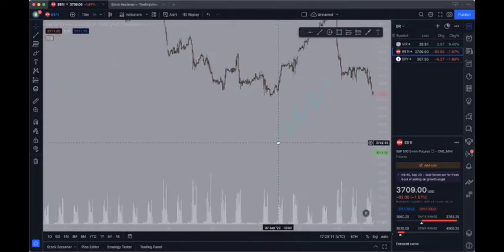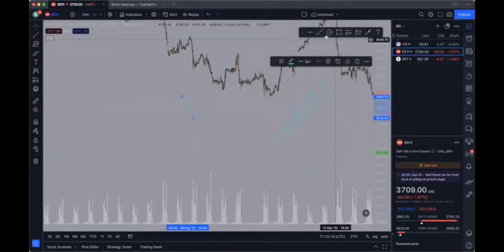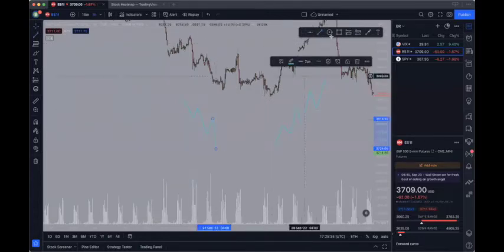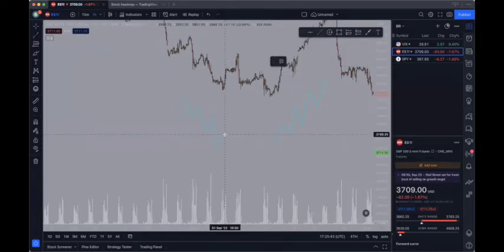A downtrend looks like this. So you're going to have a low, a lower high, a low, another lower high, followed by another low, a lower high, and then so on and so forth. This is how you want to trade.